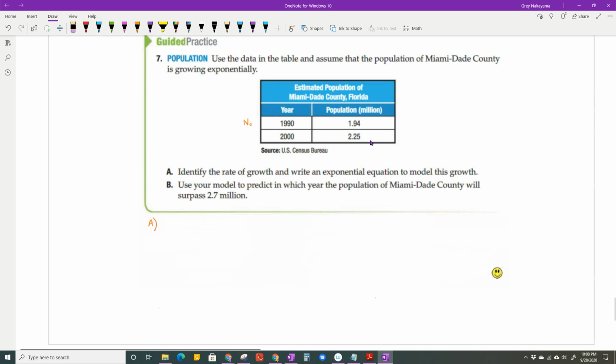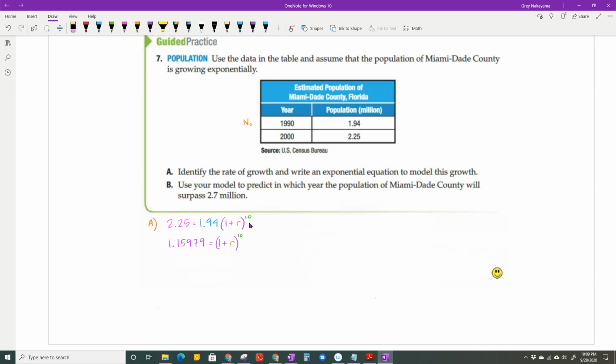So I'm going to plug in 2.25 for N, 1.94 for N sub 0. And then I have my 1 plus r. I'm looking for r because it asked to identify the rate of growth. So I have to find r. t, of course, is 10 because there are 10 years between 1990 and 2000. So the first thing you want to do is divide by the 1.94. You have to get rid of that because you have to get this thing all by itself. So when I divide by 1.94, I get that lovely decimal.